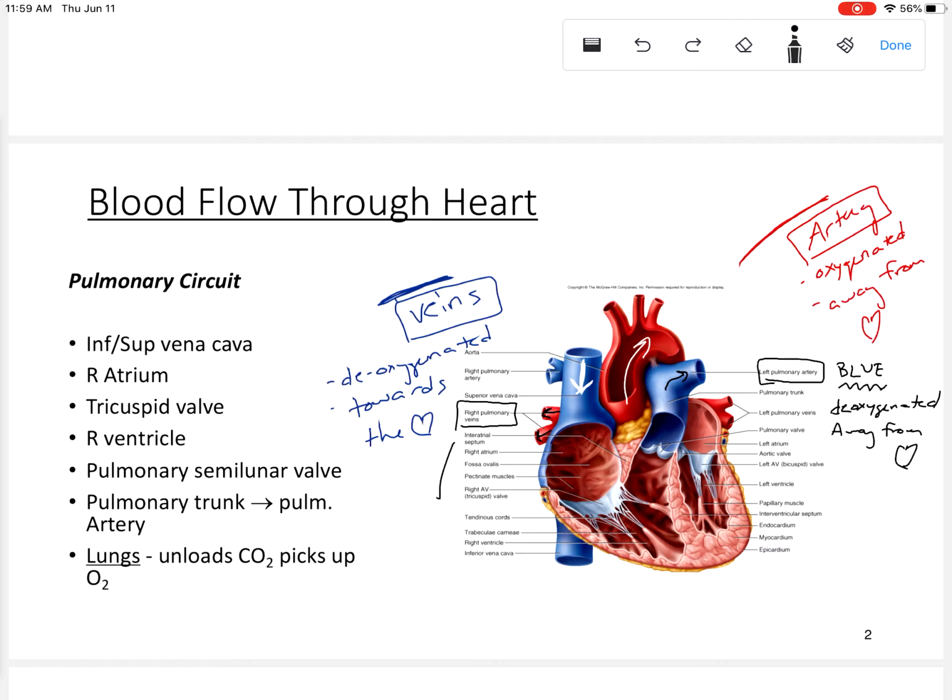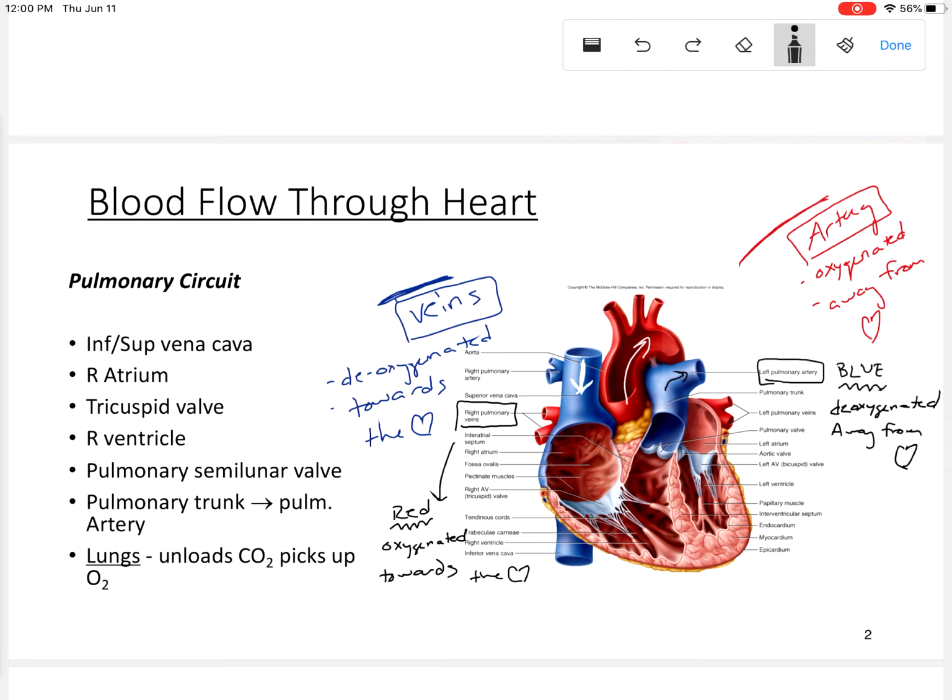On the other side, we have the right pulmonary veins. They're shown here as red. So the right pulmonary veins are red, the only veins in the body that are red. And the red color tells us that it's carrying blood that is oxygenated. But it's still a vein in that it's carrying blood towards the heart.